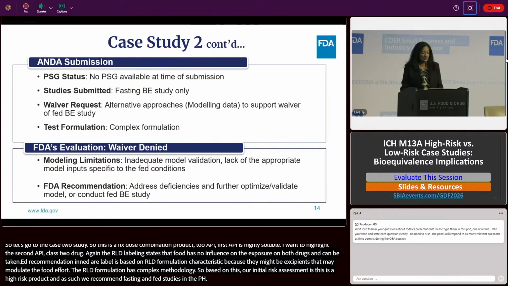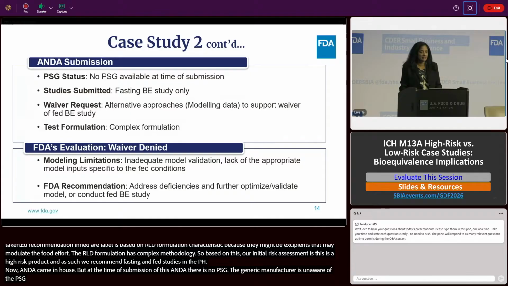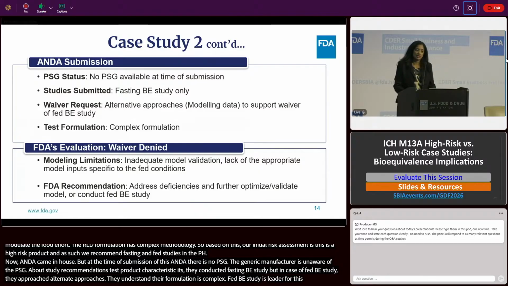Now, the ANDA came in-house, but at the time of submission of this ANDA, there is no PSG. So the generic manufacturer is unaware of the PSG, the BE study recommendations. However, based on their test product formulation characteristics, they conducted a fasting BE study, but in the case of the fed BE study, they proposed alternative approaches of modeling data. They also understand that their formulation is complex, so a fed BE study is needed for this. However, they proposed alternate approaches.